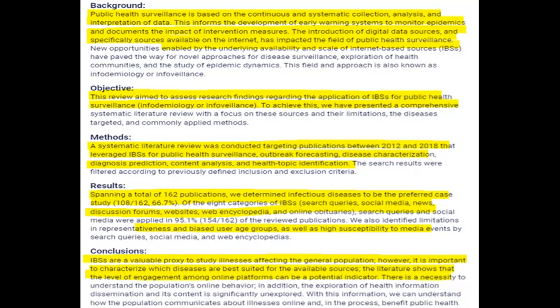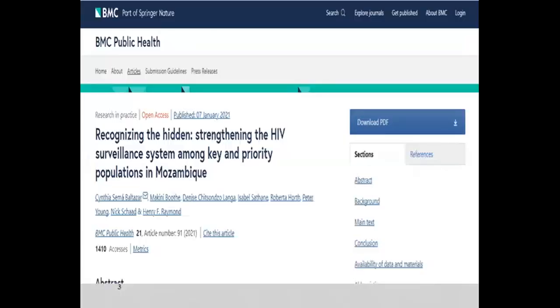They concluded that internet-based resources are a valuable proxy to study illness affecting the general population. However, it is important to characterize which diseases are best suited for available resources. The literature shows that the level of engagement among online platforms can be a potential indicator. There is a necessity to understand the population's online behavior, and the exploration of health information dissemination and its content is significantly unexplored.